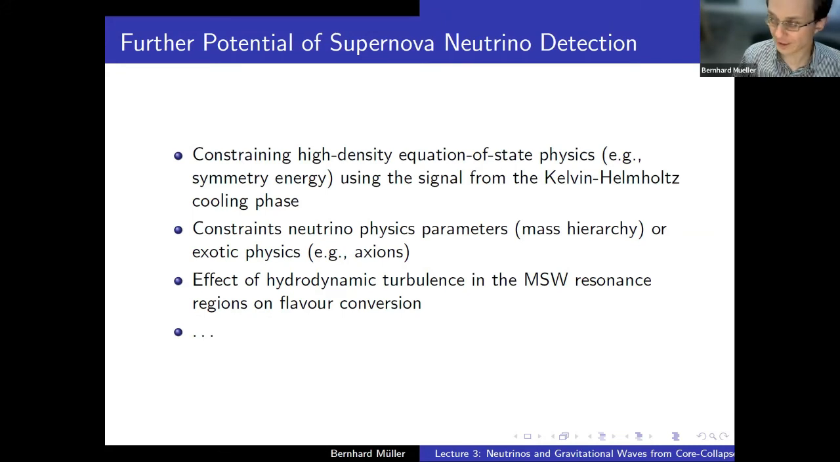You could constrain neutrino physics parameters or other particle physics parameters, so put better constraints than we have now on axion emission and so on. So there's a lot of physics potential of neutrino detection beyond just constraining supernova dynamics, and I've just given you a first glimpse into that. Good. So that's as much as I wanted to say about the supernova neutrino signal.